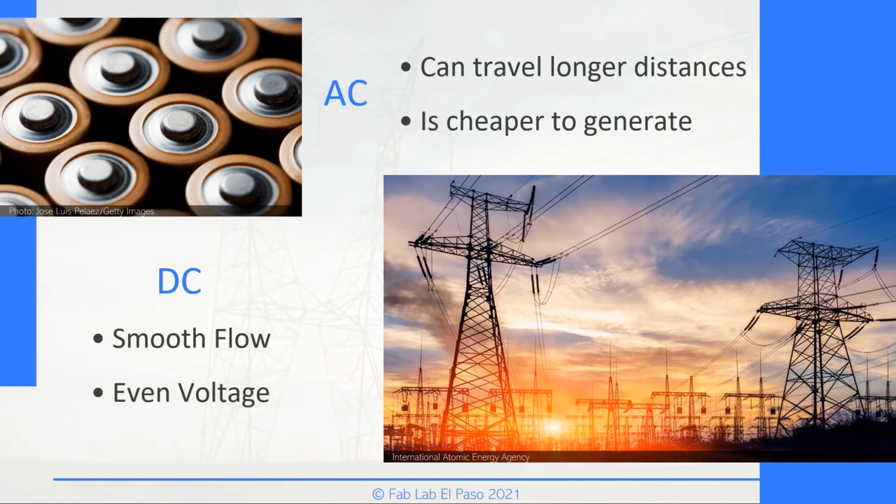AC can travel long distances. That's why we use it to transfer electricity from the power plant to our houses and beyond. It's also easier to generate AC than DC because of the way generators turn, and it's way cheaper to operate. But most devices use DC because of the smooth flow and even voltage.